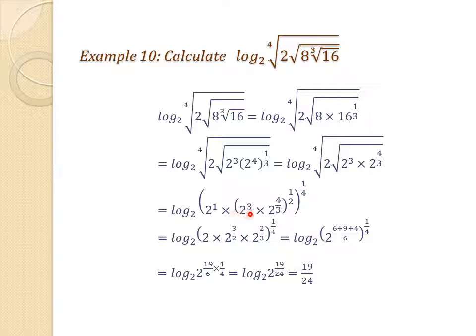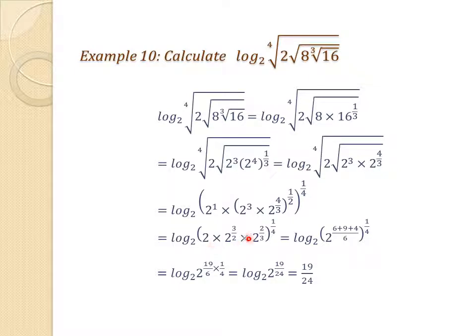Now, starting from the inner values, this 1 over 2, when multiplied by 4 over 3, we will simplify them, it is 2 over 3. And when multiplied by 3, it is 3 over 2. Now we have 2 power 2 over 3 times 2 power 3 over 2 times 2, which means 2 power 1. When we multiply them, we will add the powers.